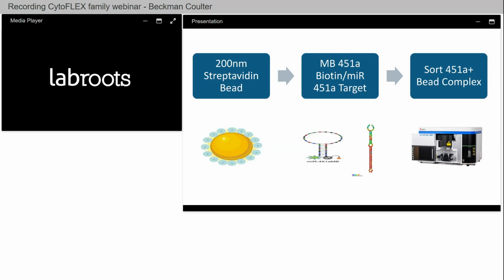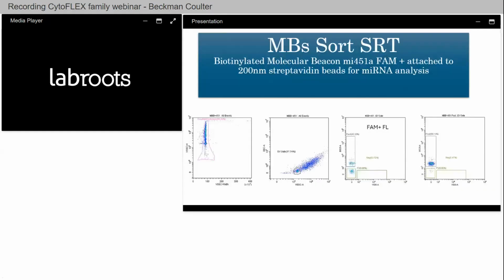So to make life a little bit easier, because microRNA are very small, we didn't want to totally just go for doing this. We found it gets very difficult. So the easiest thing to do is we first tried to get a streptavidin coated bead to attach to the biotinylated molecular beacon. And then we just added targets for microRNA 451. And we put those on the sorter.